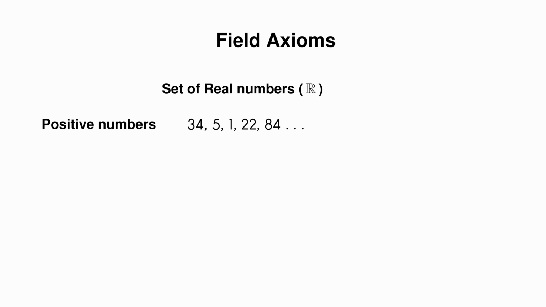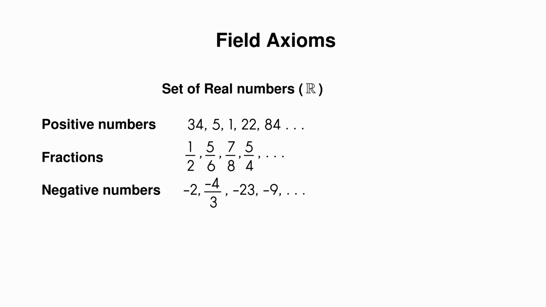For our videos, let's take only a set of real numbers R. Real numbers generally include numbers like 34, 5, 1, fractions like 1/2, 5/6, or negative numbers like -2, -4/3, and even numbers like root 2, pi, exponential, and so on. For real numbers a, b, c, element of R, axioms for addition and multiplication are as follows.